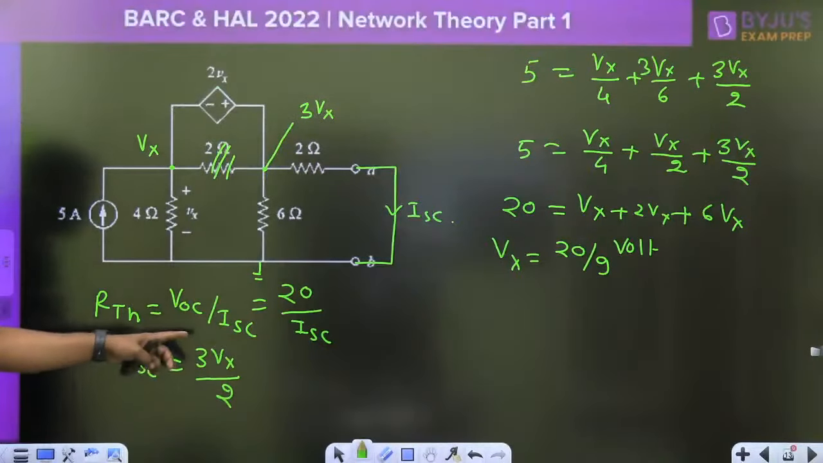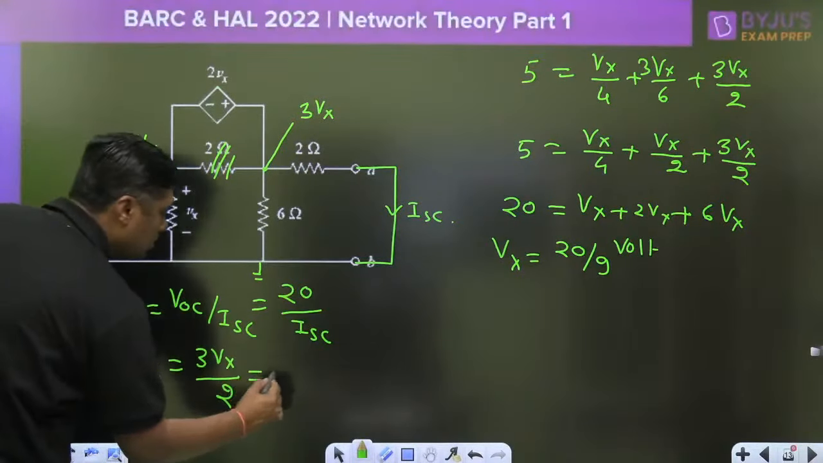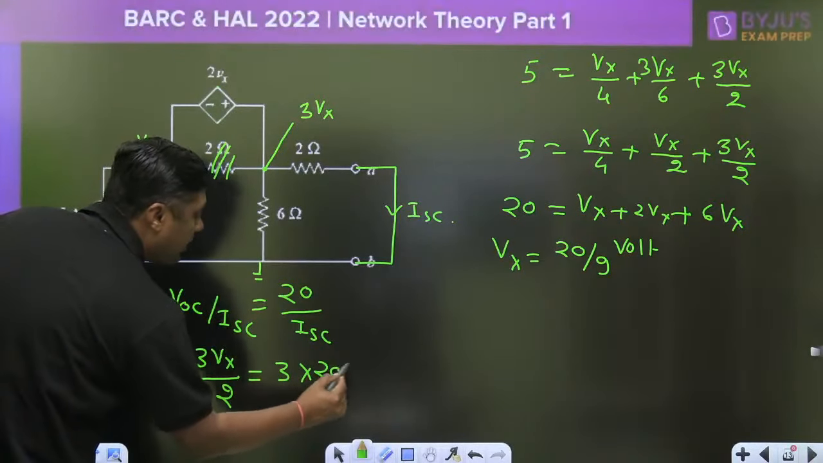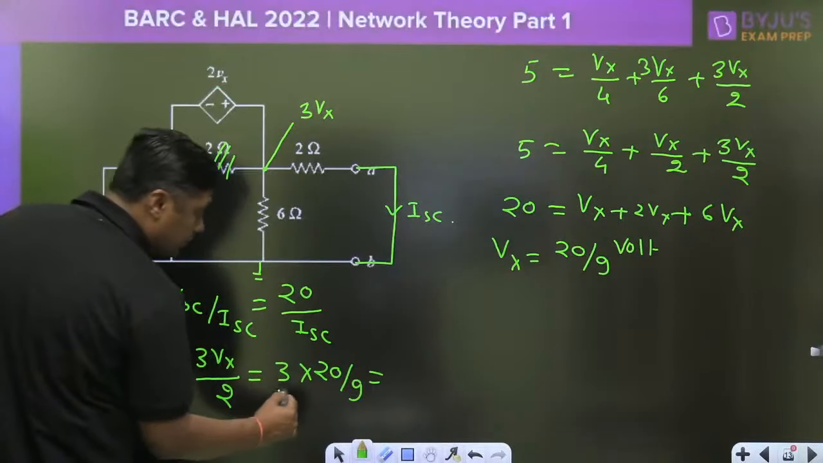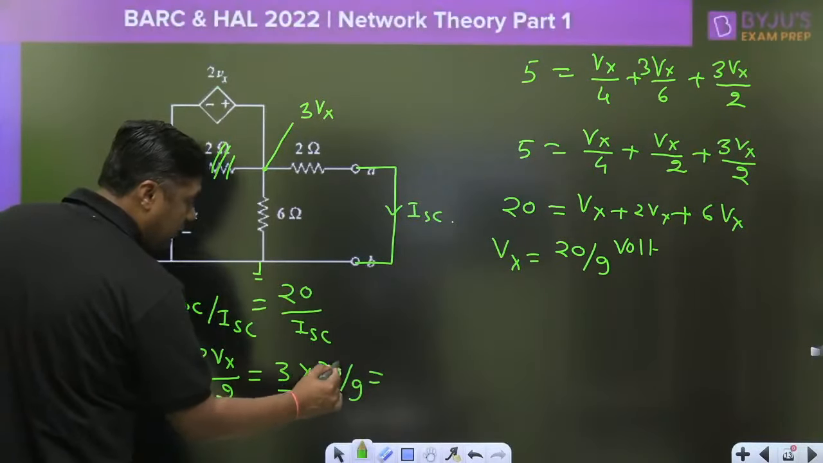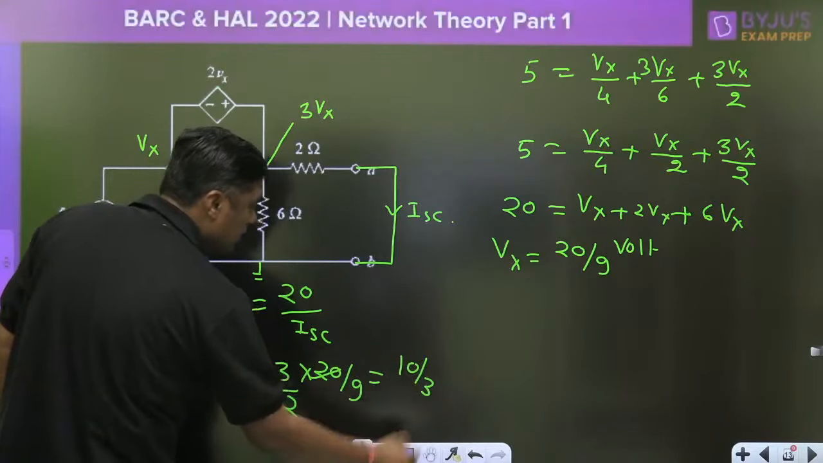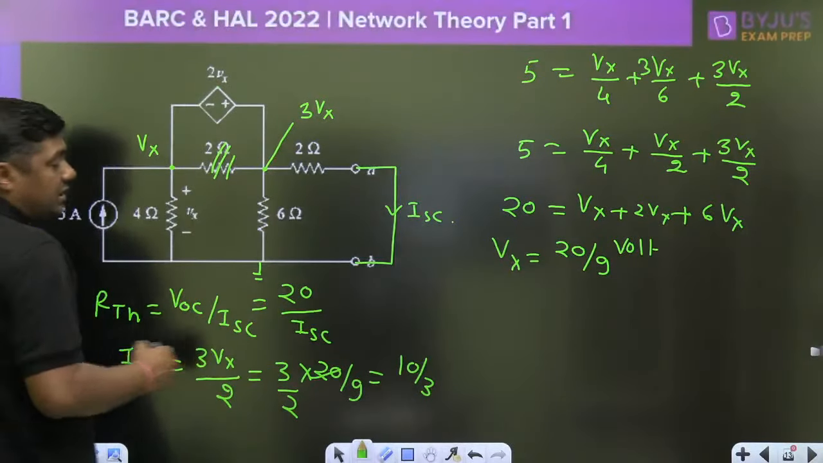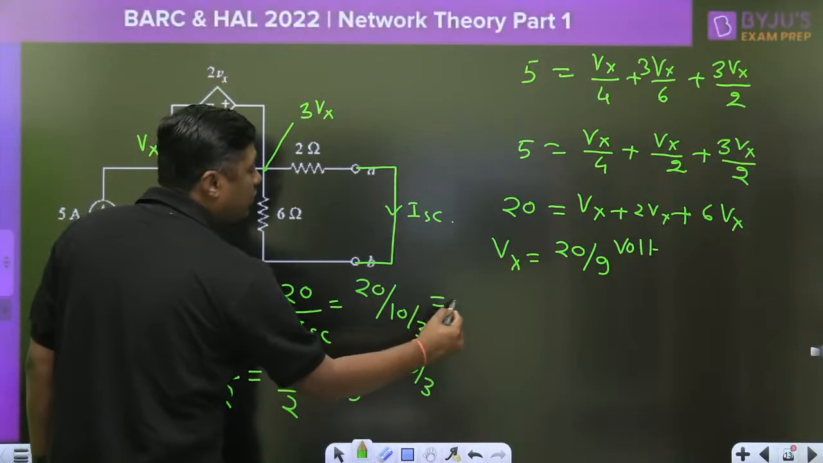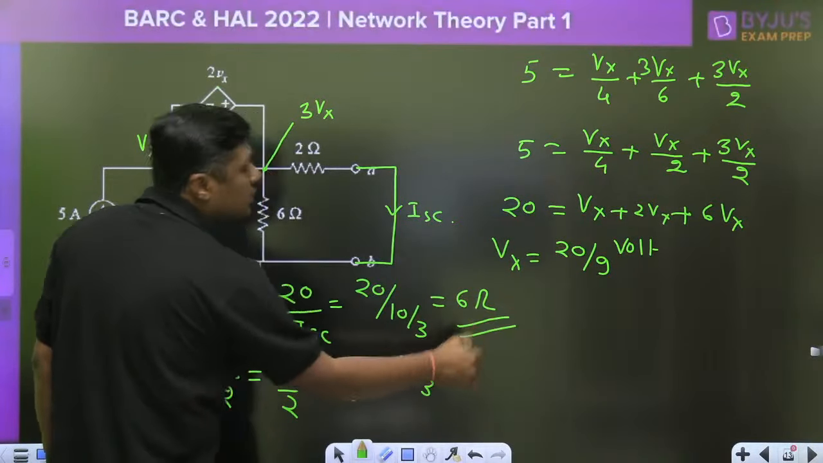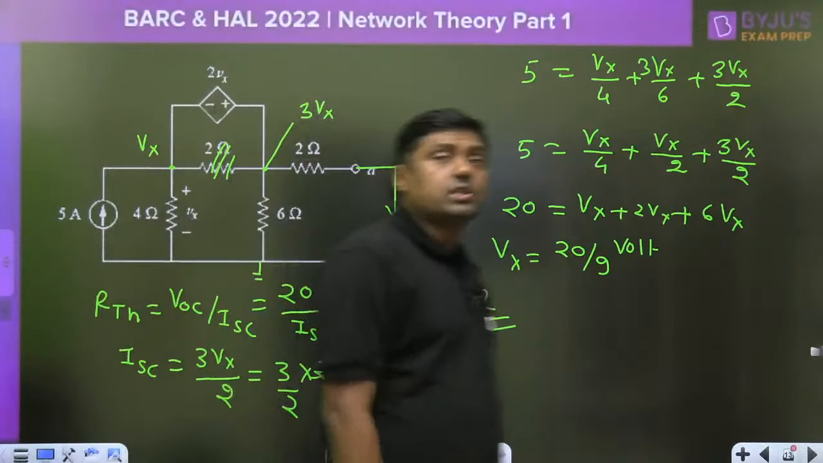Now, what is the short circuit current? 3Vx by 2, that will become 3 into 20 by 9 into 2, that will become 10 by 3. Put here ISC, that becomes 20 divided by 10 by 3. Again, you are going to get the answer 6 ohm.